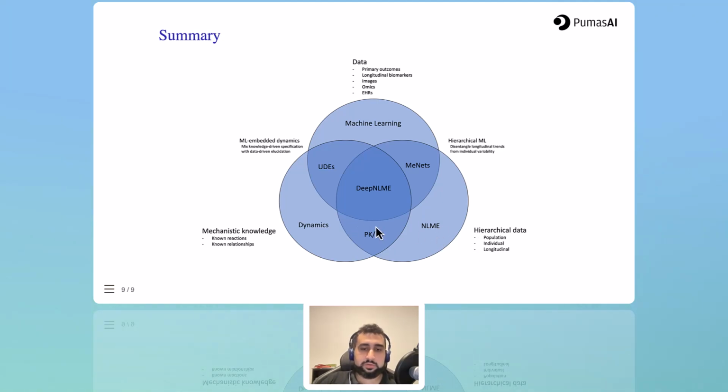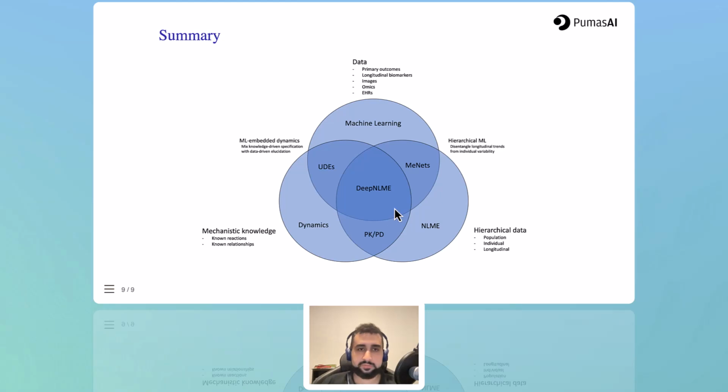Now, PKPD, or pharmacokinetics and pharmacodynamics, often combines dynamics with NLME quite frequently. There's an area called mixed effects neural networks, where you have machine learning or neural networks with random effects as input, essentially. Now, if you have machine learning combined with some dynamical system that encodes mechanism, this is often called scientific machine learning or universal differential equations. And so deep NLME really sits in the intersection here, where we try to combine all these components together.